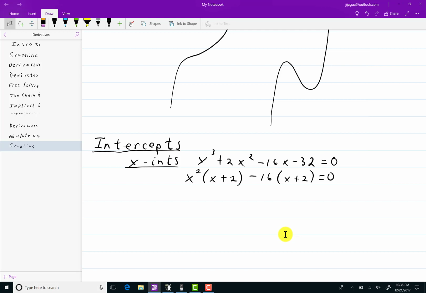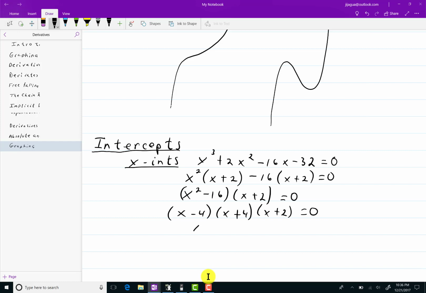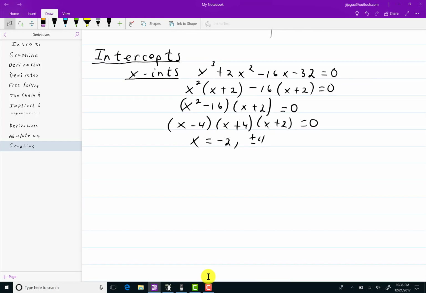Of course, this factors more as x squared minus 16 times x plus 2. I told you these were easy, and everybody knows this is a difference of two squares. So I have x minus 4 times x plus 4 times x plus 2 equal to 0. So x equals negative 2 and plus and minus 4. So my x-intercepts are negative 2 comma 0, and plus and minus 4 comma 0.